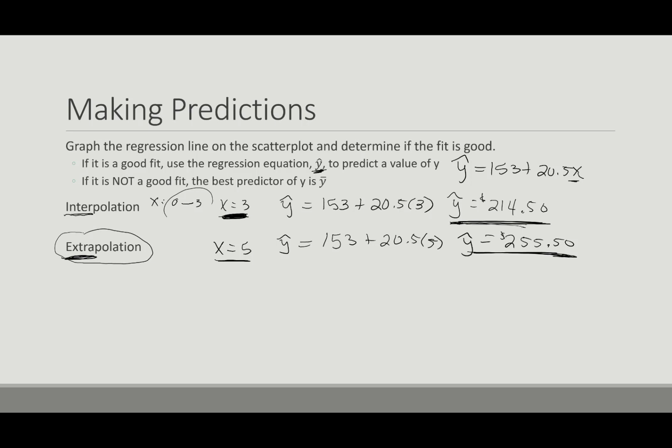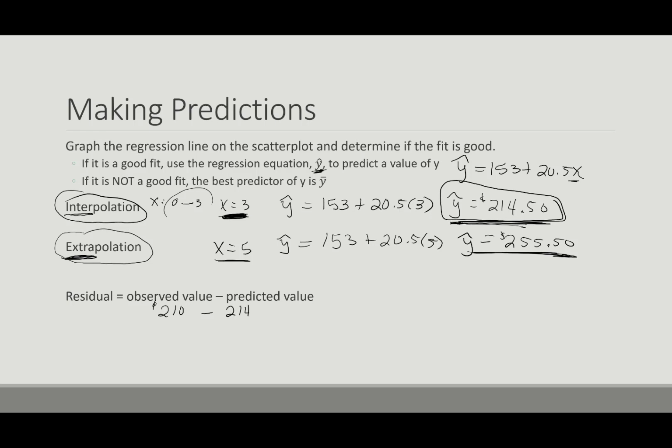Okay, the last thing that goes along with this is you're going to be asked to compute the residual. Now, for our residuals, we have to have an observed value. That comes from our data set. So I'm going to do the residual for the interpolation because we have an observed value for 3. If we go back to our data set, the observed value when x was equal to 3 was $210. And then our predicted value we computed right here was $214.50.